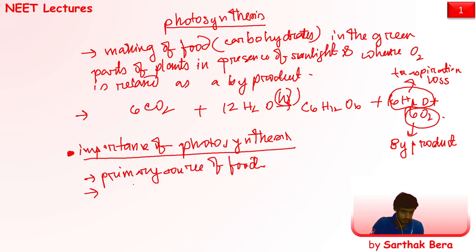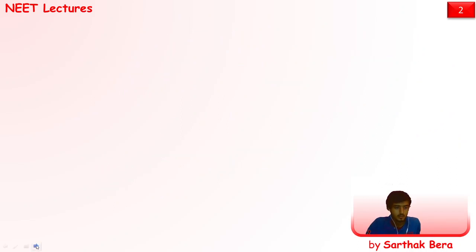And the second point is release of O2. Plants release O2 as a byproduct of photosynthesis, which is our respiratory substance in the case of animals, and it is the oxygen gas which keeps the animal world alive. So in the next slide, we'll be talking about some experiments that were performed by various scientists.